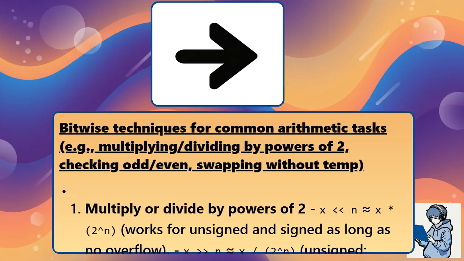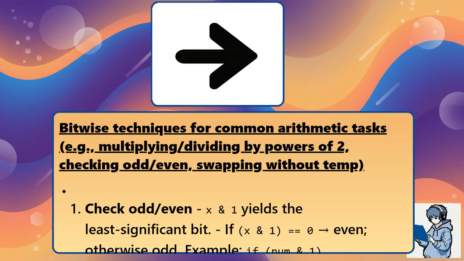Example: int 10 equals 5 left shift 1, 5 times 2 equals 10. Check odd or even: x bitwise and 1 yields the least significant bit. If x bitwise and 1 equals 0, then even, otherwise odd. Example: if number bitwise and 1, print odd.